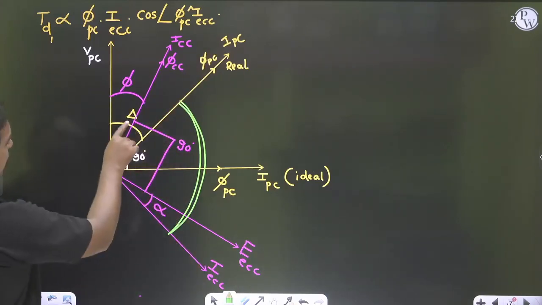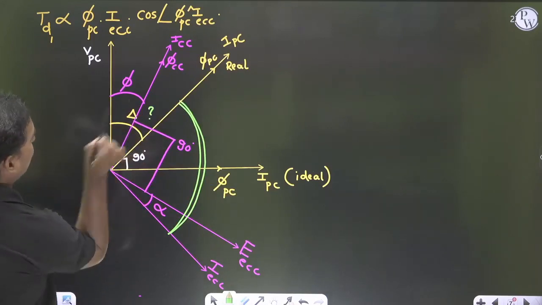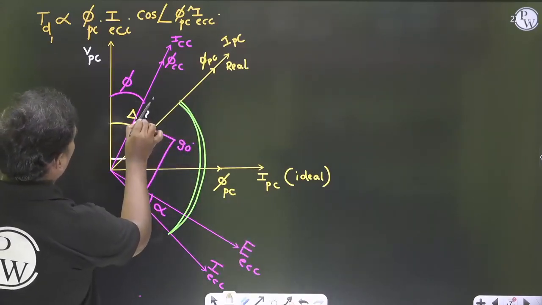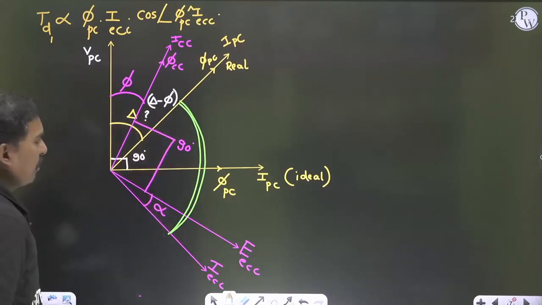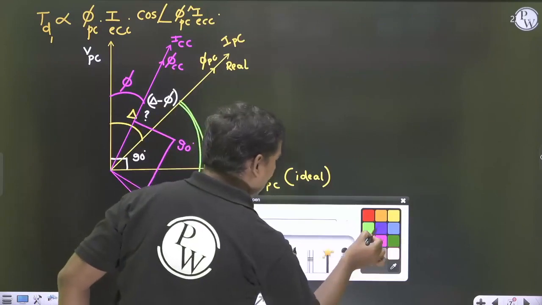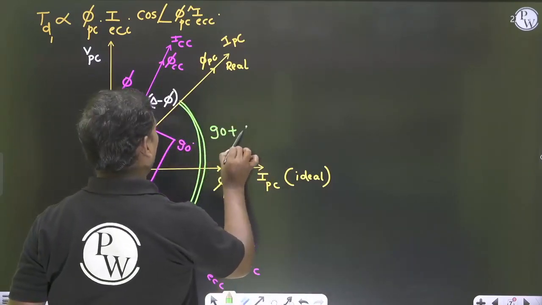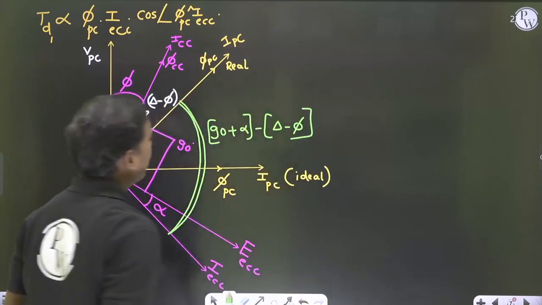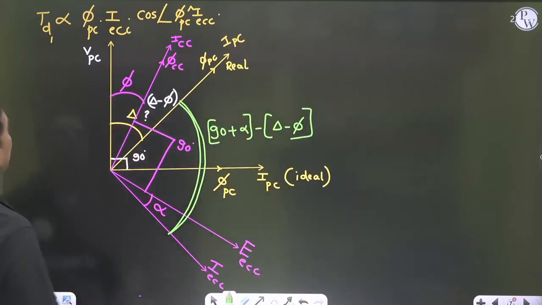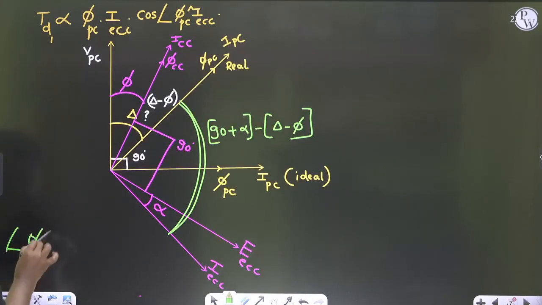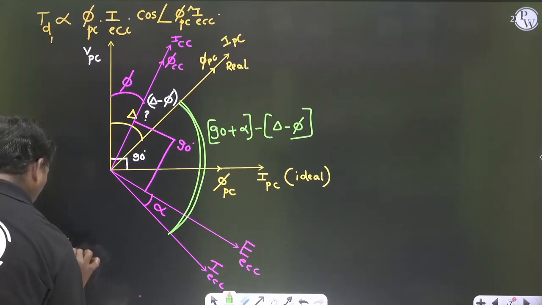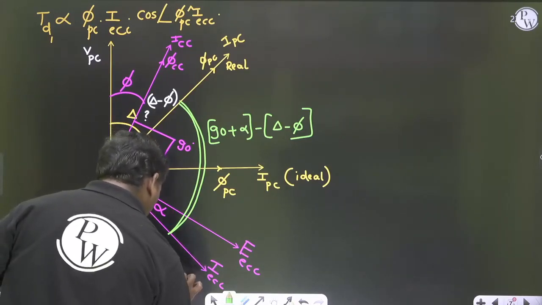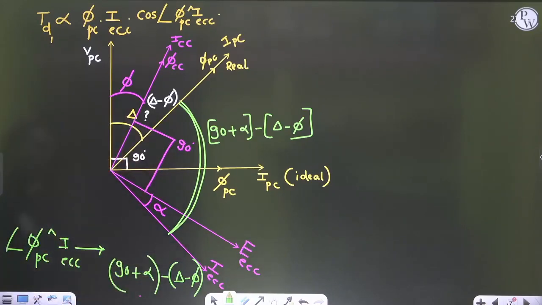What is this? If you take this 90 plus alpha, from that if you remove this portion, it's enough. So what is this portion? This total is delta, so this is the delta minus phi, my dear. So delta minus phi, so this green color angle will be how much? So this green color angle will be 90 plus alpha minus delta plus phi. This is the green color angle. I hope all of you understood. Okay, so now the angle between the phi PC and IECC will be how much? 90 plus alpha minus delta minus phi.